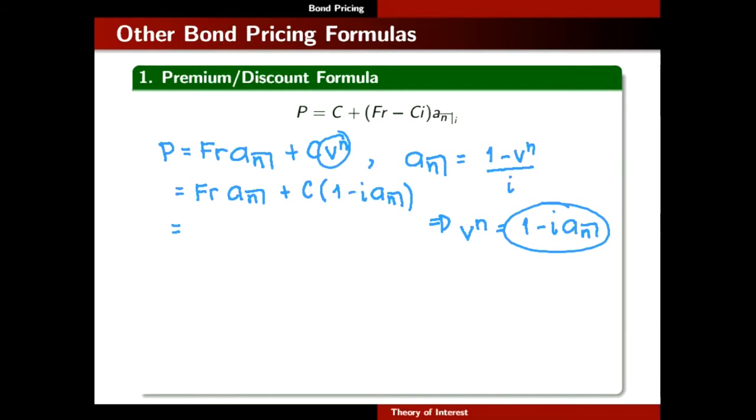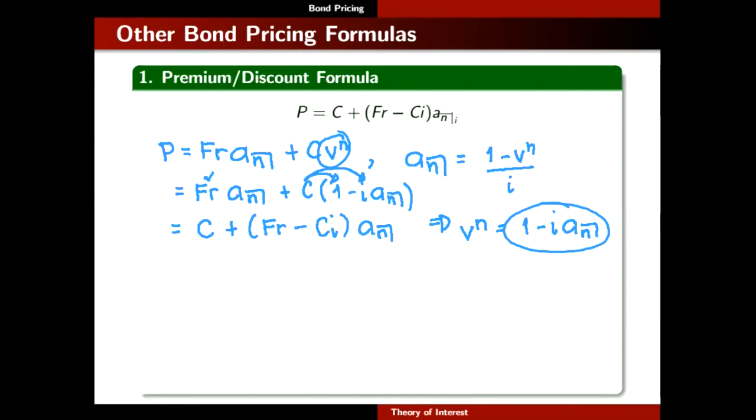So, I think I'm just going to collect terms with A angle N. And I'm going to have C plus FR, minus C times I, A angle N. So, this is the premium discount formula.